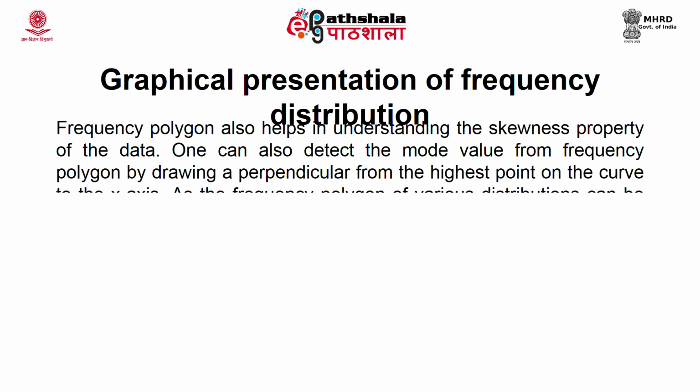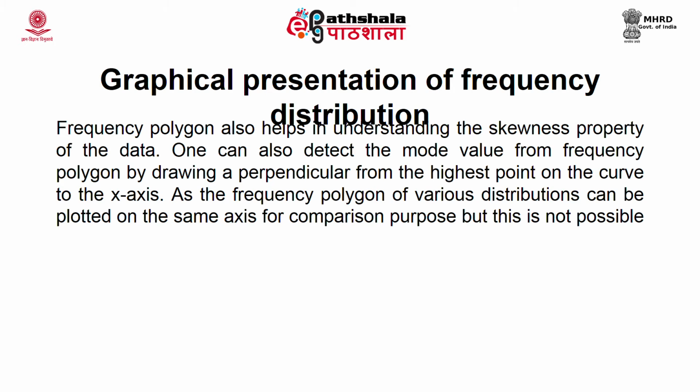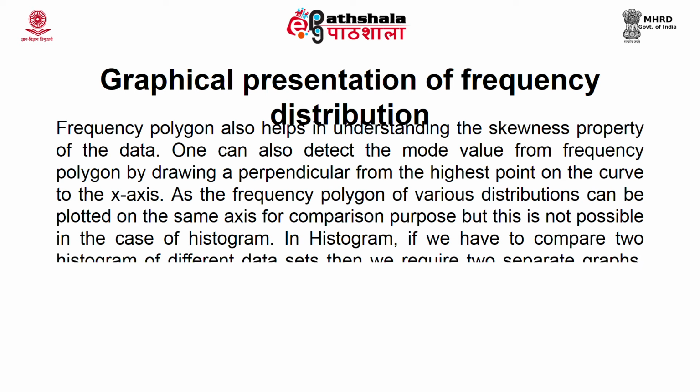One can also detect the mode value from the frequency polygon by drawing a perpendicular from the highest point on the curve to the axis, as the frequency polygon of various distributions can be plotted on the same axis for comparison purposes, but this is not possible in the case of a histogram. In a histogram, if we have to compare two histograms of different data sets, then we require separate graphs.